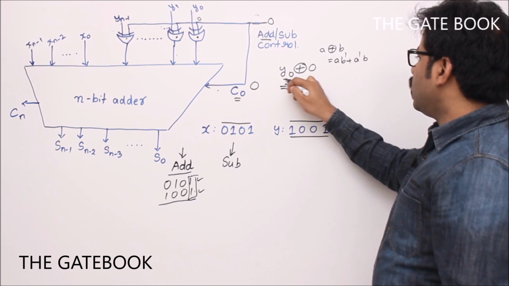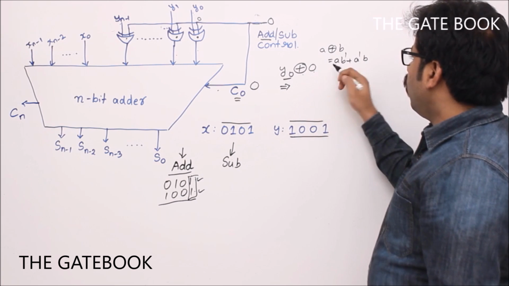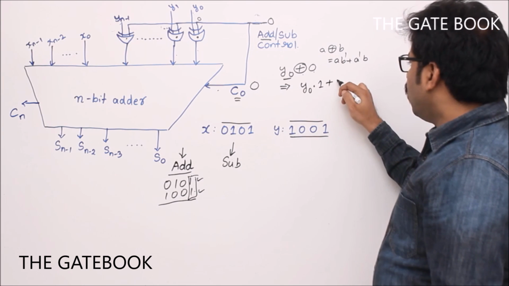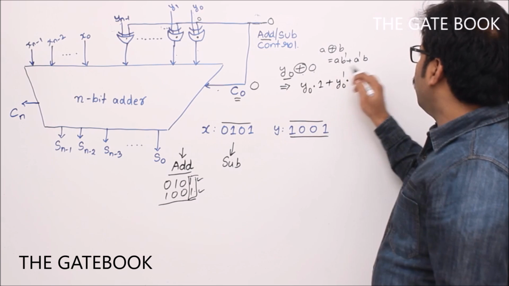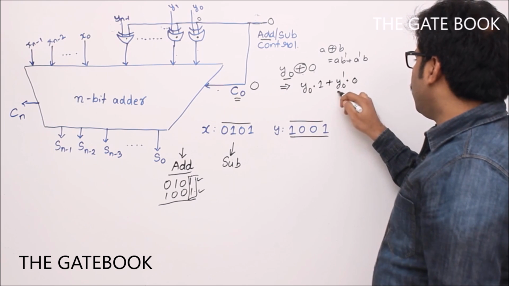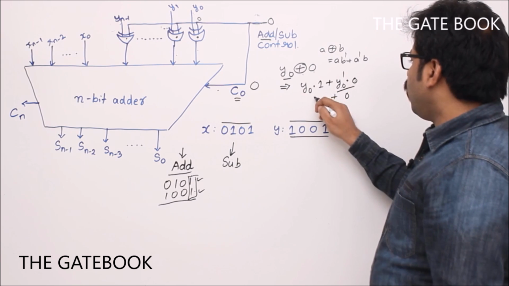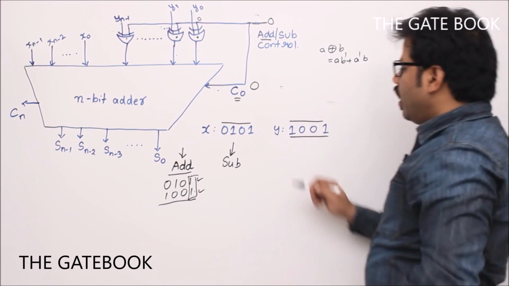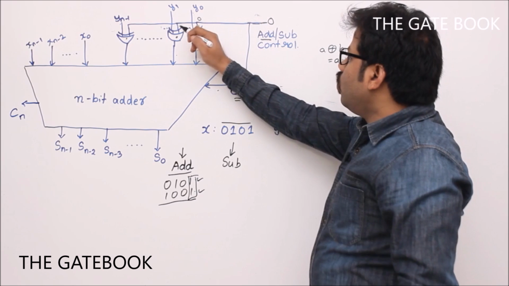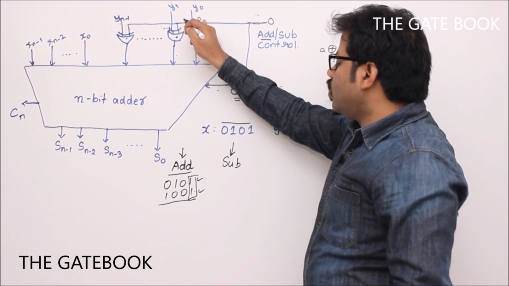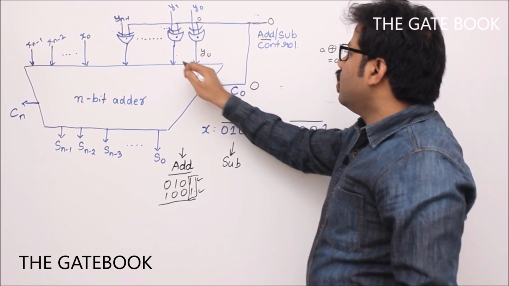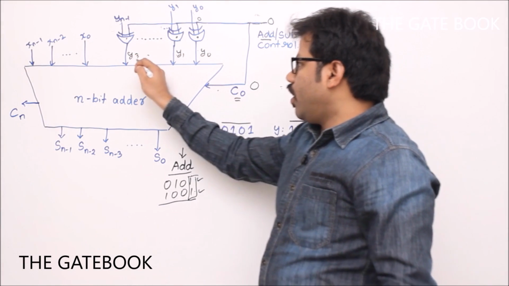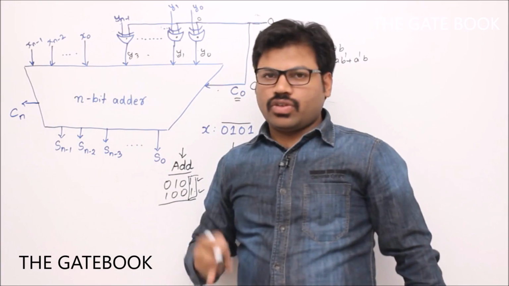What happens? This y naught bit XOR 0: y naught into 0 bar, that is 1, plus y naught bar into B. B is 0, 0 into anything is 0, plus 1 into y naught. So we are going to get y naught. That means whenever it is addition, 0 XOR y naught gives y naught here. Similarly here y1, so on to y3. So all of y naught, y1, y2, y3 will be added to x naught, x1, and so on.